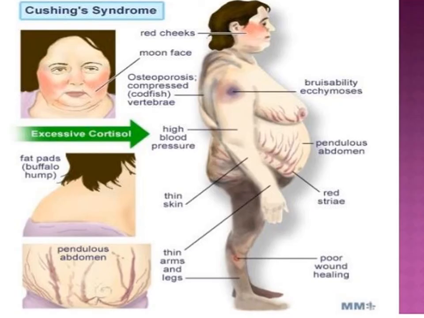Now, the patient clinically presents with symptoms of excess cortisol: moon face, red cheeks, easy bruisability, pendulous abdomen, red purple striae on abdomen, thin skin, poor wound healing, thin arms and legs, osteoporosis, decreased bone mass, and buffalo hump.